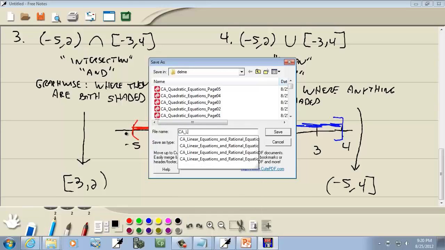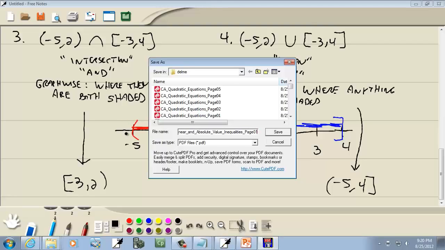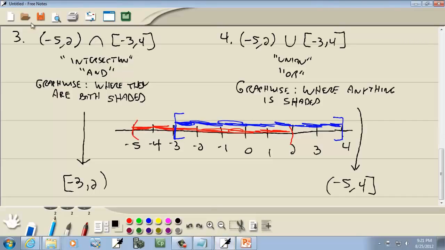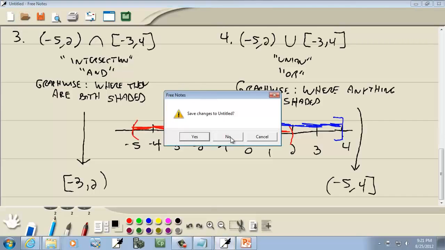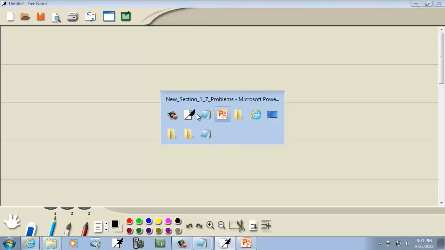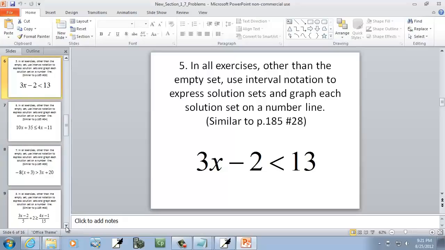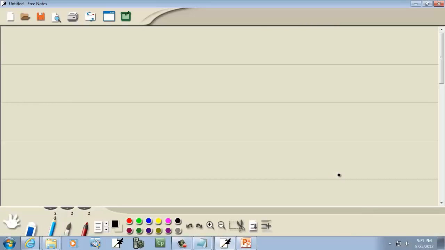So CA linear and absolute value inequalities. Page 01. Next ones are linear inequalities. The next 1, 2, 3, 4, I guess. Yeah, next 4 of them. So let's take a look at how to solve a linear inequality.